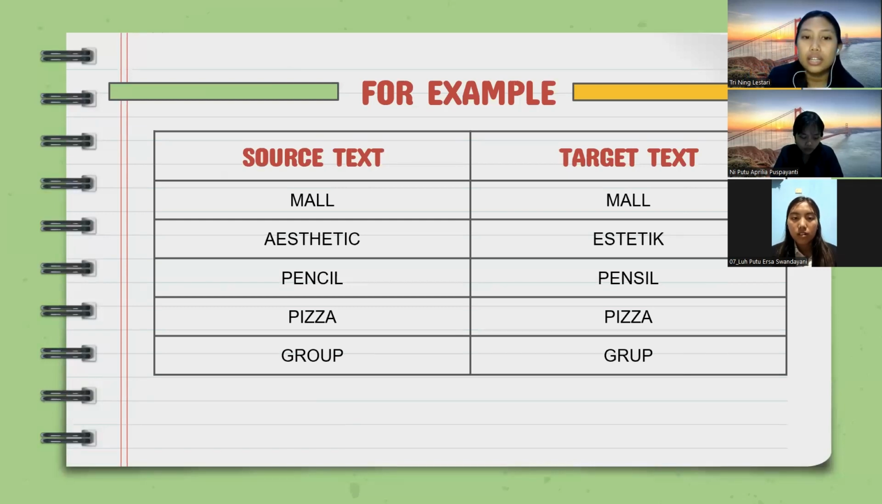And number two is aesthetic in the source language, and the target language is aesthetic. Number three is pencil in the source text, and the target text is pencil. And then number four is pizza in the source text, and pizza in the target language. And like I said before, group in the source text, and the target text is group. Mall and pizza are pure borrowing, and aesthetic, pencil, and group are naturalized borrowing.